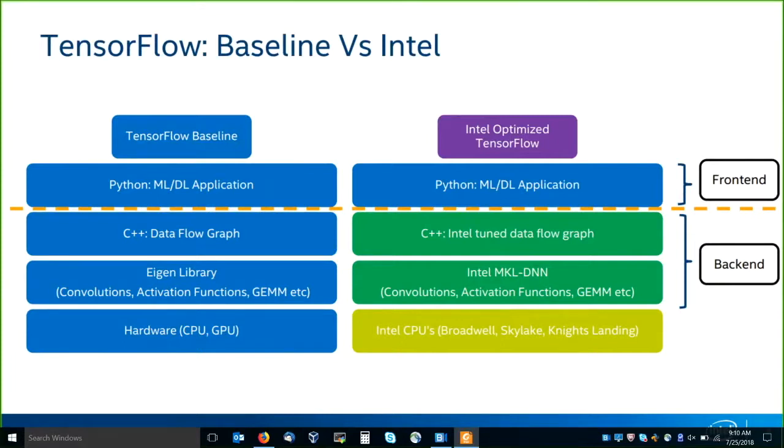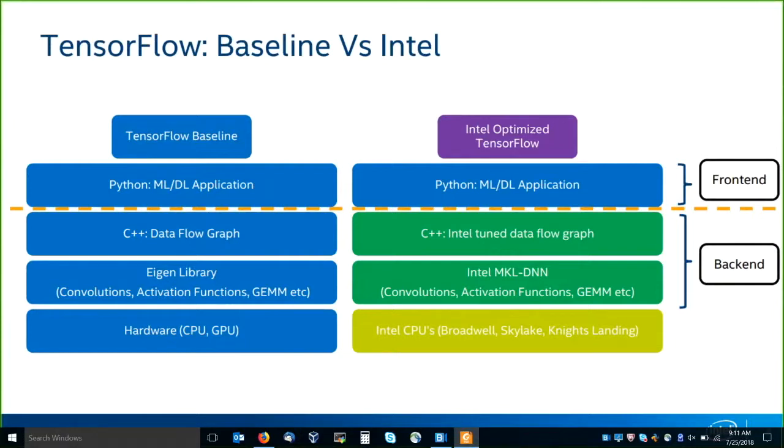The data flow graph is a set of nodes and edges, where the edges represent data flowing from one computation to the other, and the nodes are the actual operators, the computation operations of the network. Then, in the baseline case, these operations go to Eigen, an open source C++ template library for doing convolutions, matrix multiplications, and activation functions.